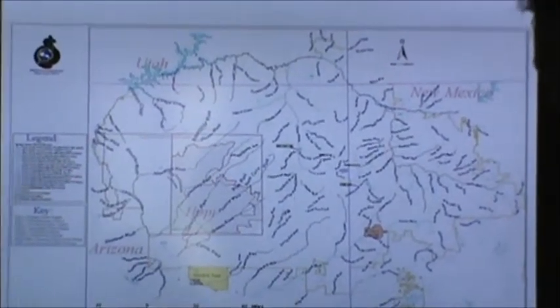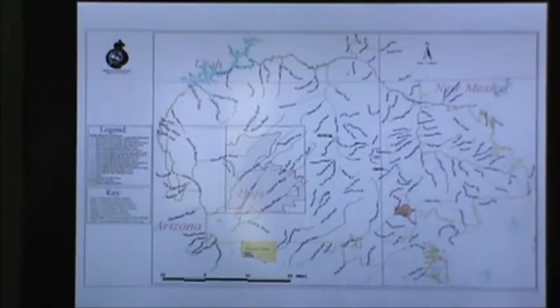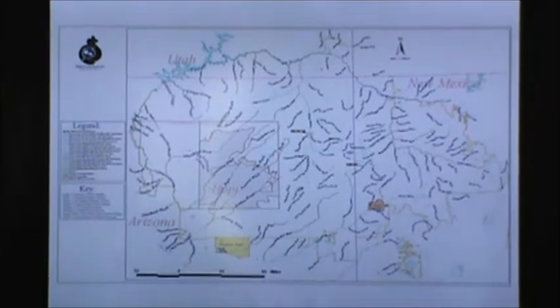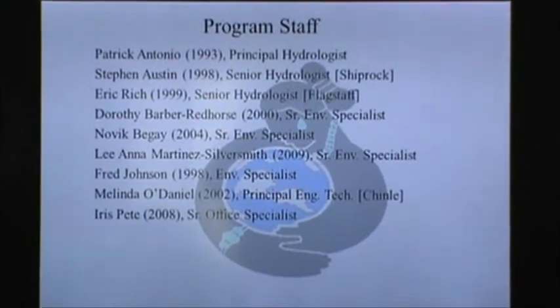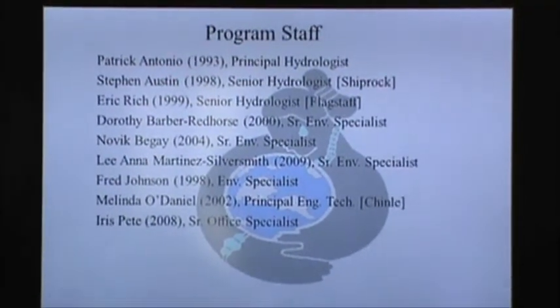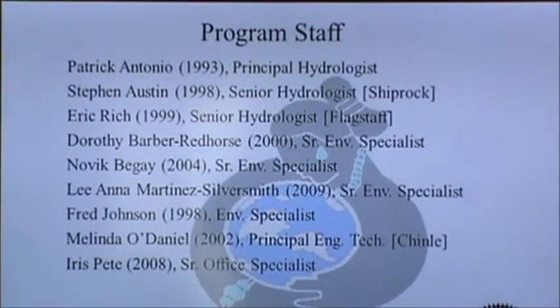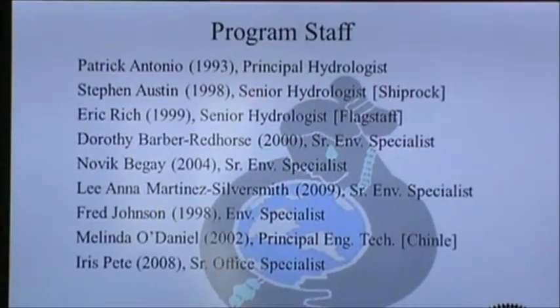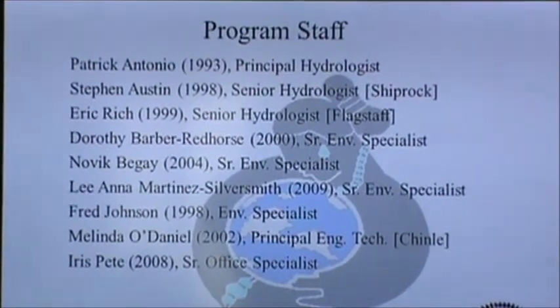This map just shows all the different surface waters that are covered by our water quality standards. This is our staff from our water quality program. There's 9 staff, 8 field staff. And this shows that we have staff that have been here at least more than 6 years.